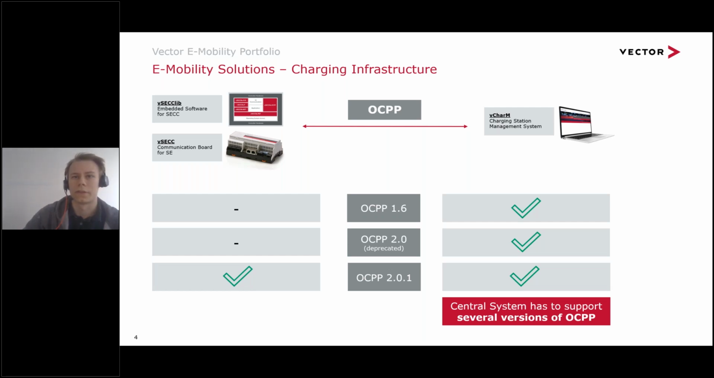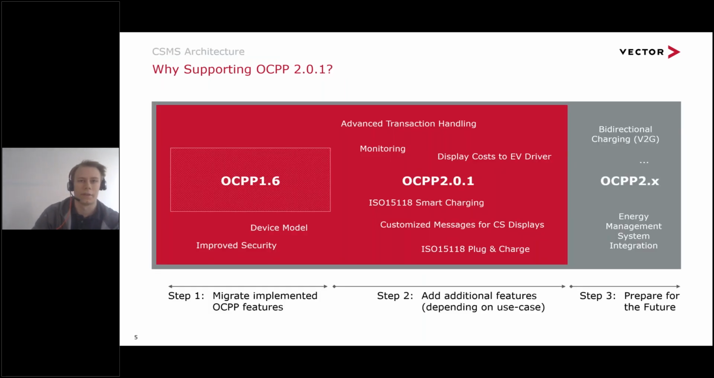So let's have a look at the feature set of OCPP 2.0.1. I think we have heard it quite often. Regarding upgrading, it's a two-step solution. The first step would be to implement all the existing features which are already present in OCPP 1.6 and add the necessary new features, which are the device model implementation and some improved security. If this is done, then the best part comes, which is adding additional features which are only present in OCPP 2.0.1. Without migrating the existing features, it's not possible to use the new ones.